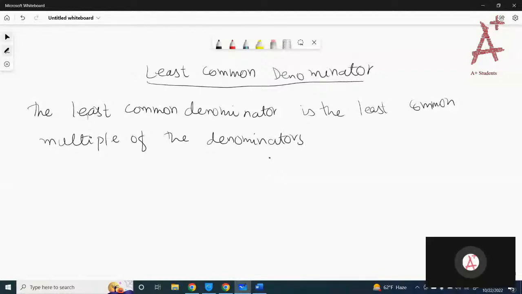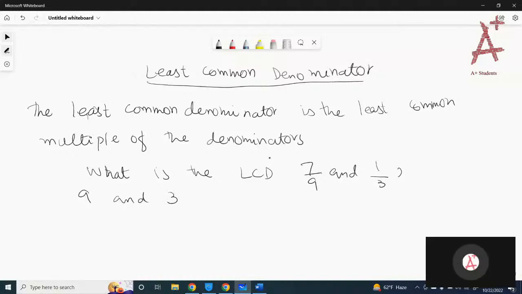Okay, let's start with an example. What is the least common denominator, I'm just writing it in short form LCD, of 7 over 9 and 1 over 3? Okay, you have to find the least common denominator. So the denominators are 9 and 3. Got it? So we have to find the least common multiple of 9 and 3.